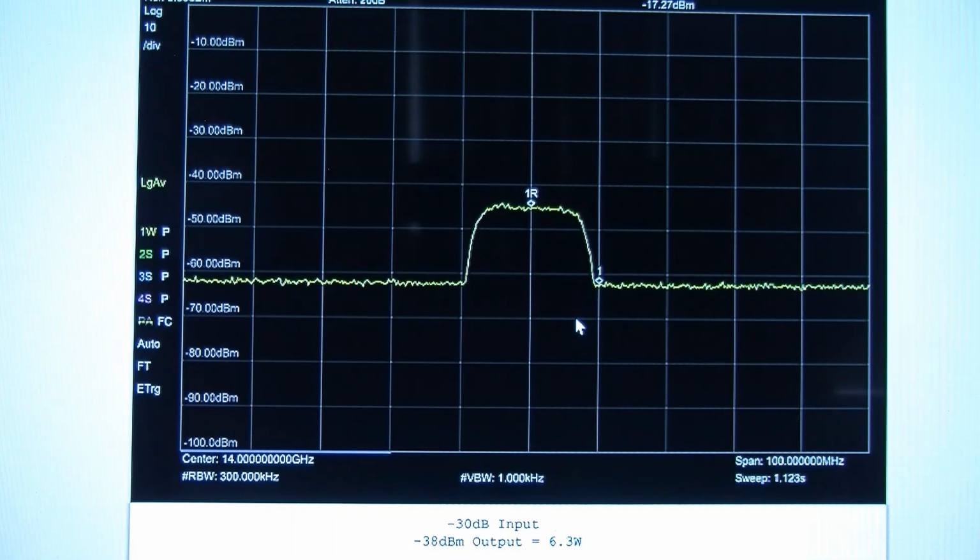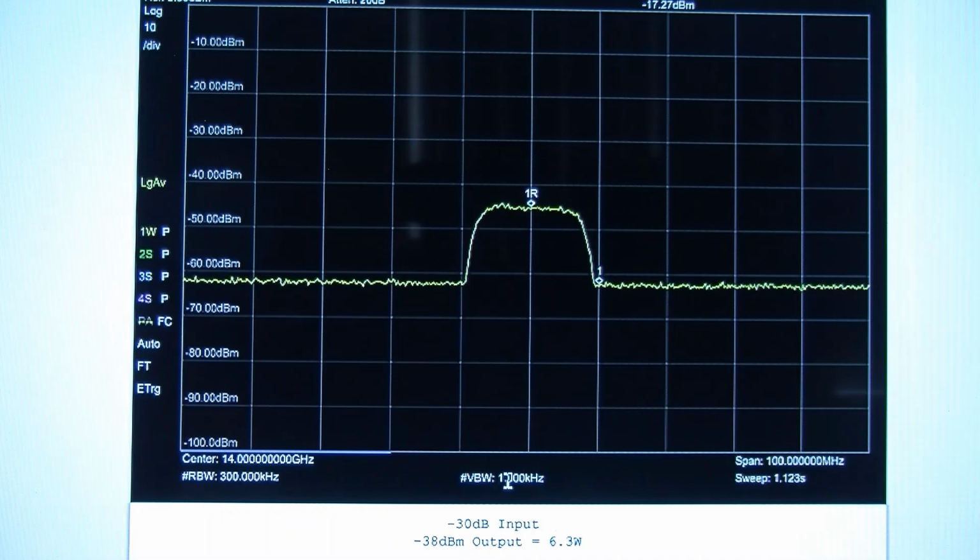Okay, this plot shows that we increased our input by 5 dB. The first slide was a negative 35, this is a negative 30 dB. Essentially, you're linear as long as you raise the input by 1 dB and you see an output that's greater by 1 dB, then you remain linear. The carrier is rising, the noise floor is not.